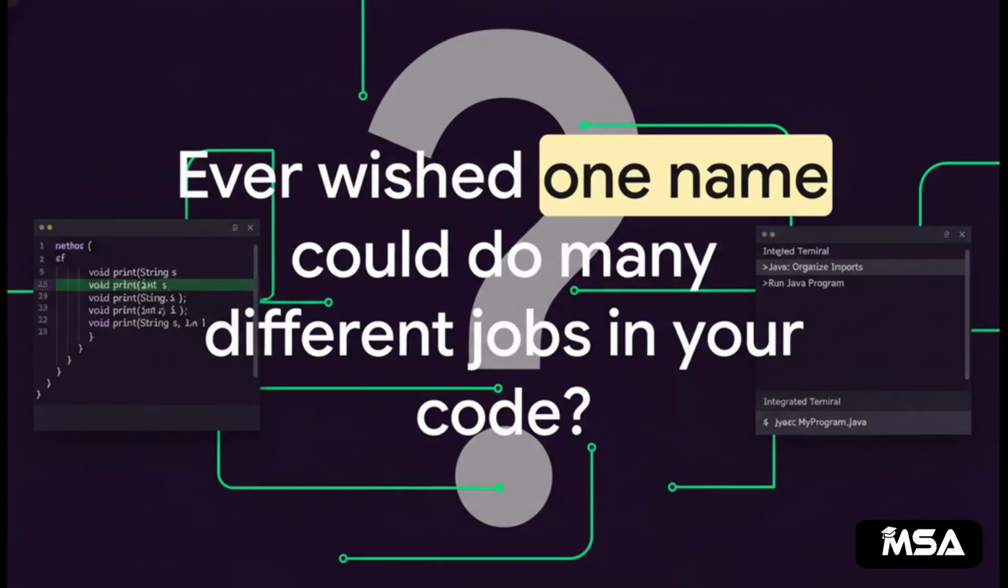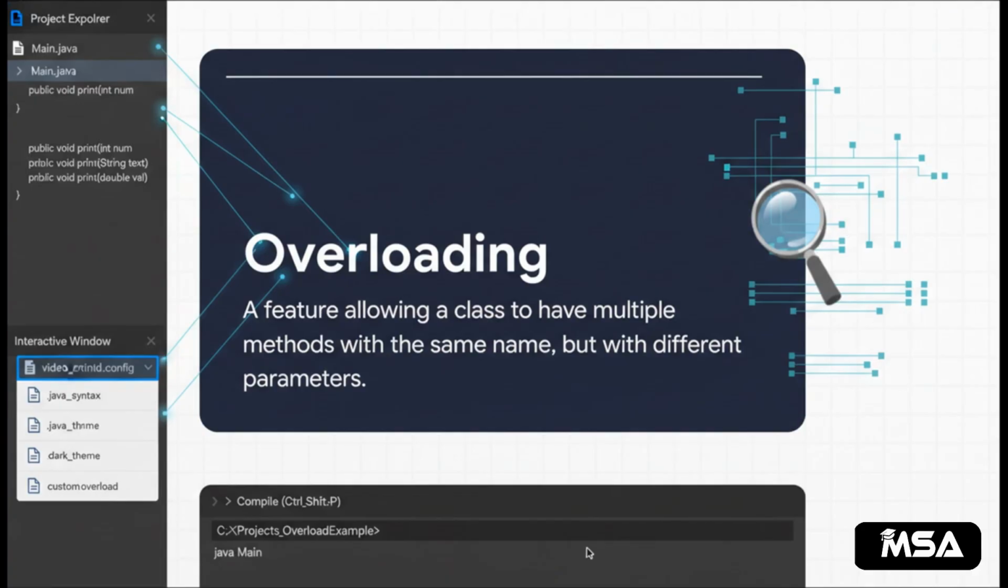So, let me ask you something. Have you ever been coding and just wished you could use one simple name for a function, even if you needed it to do slightly different things? It can get messy having a bunch of similar function names, right? Well, it turns out there's a super elegant way to handle exactly that. And that feature is called overloading.